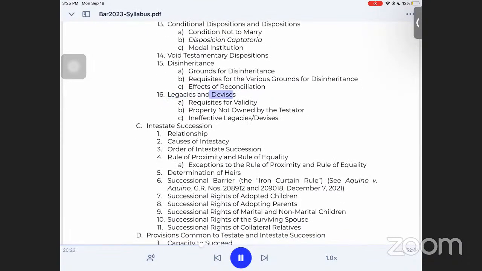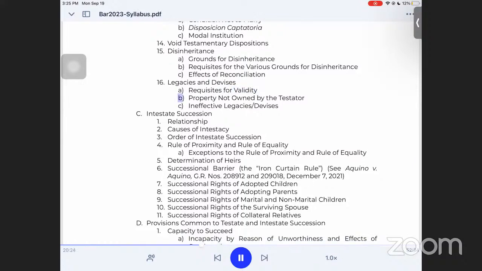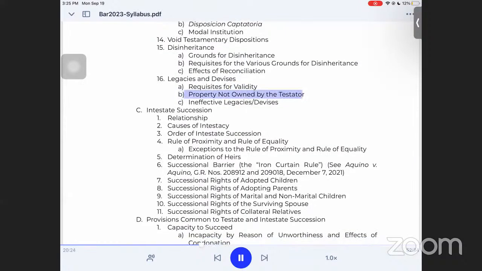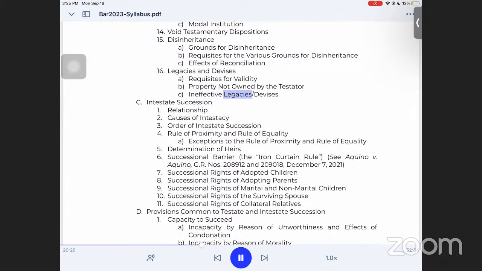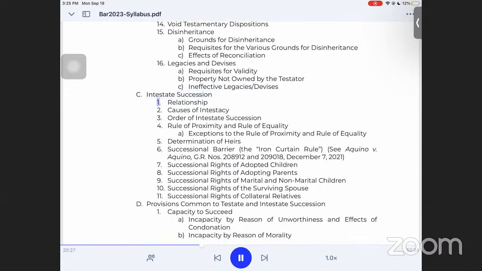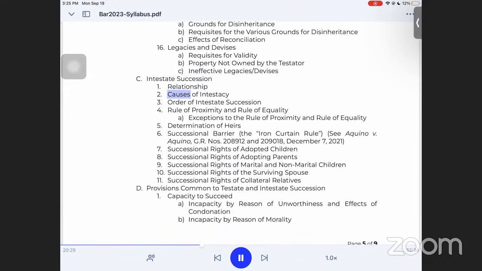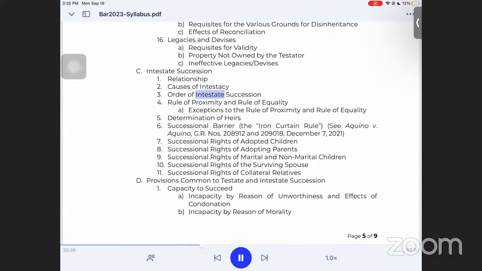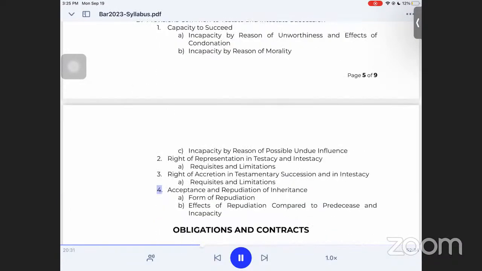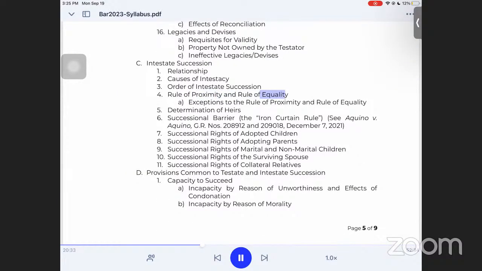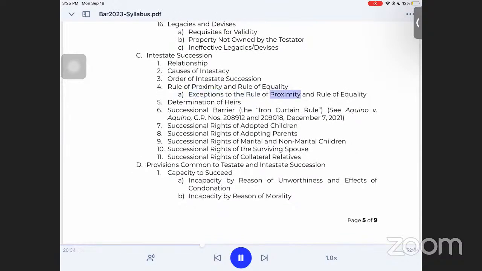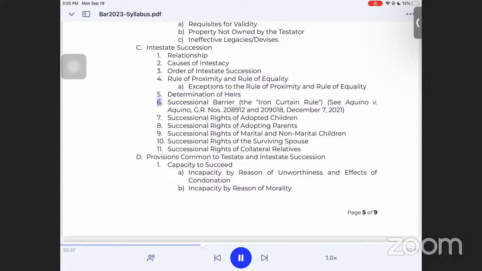16. Legacies and devises. A. Requisites for validity. B. Preference ad litem testator. C. Ineffective legacies and devises. C. Intestate succession. 1. Relationship. 2. Causes of intestacy. 3. Order of intestate succession. 4. Rule of proximity and rule of equality. A. Exceptions to the rule of proximity and rule of equality. 5. Determination of heirs.